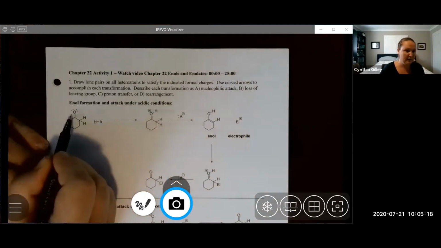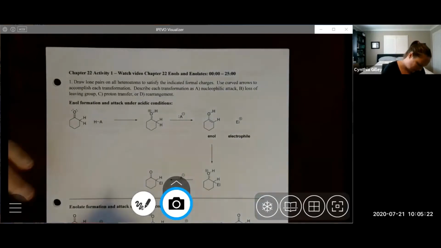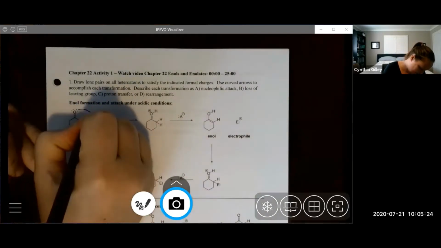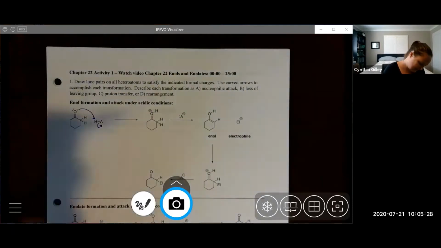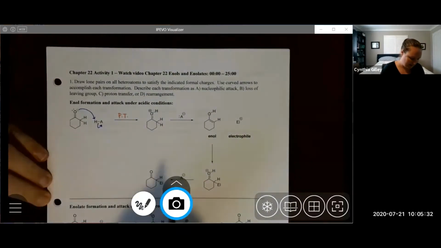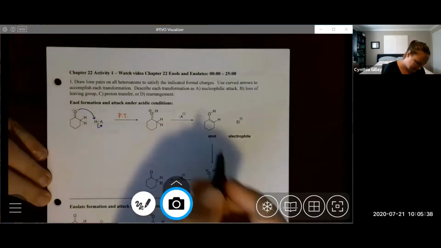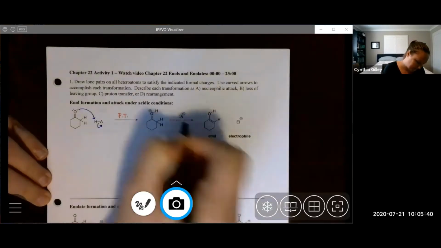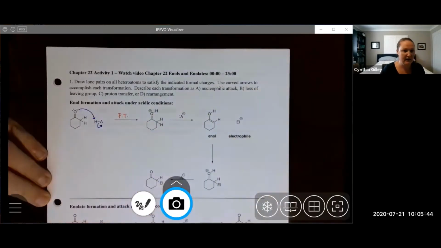acids can protonate the oxygen of a carbonyl. So we'll show that proton transfer, and we'll label this proton transfer. So that's made the carbonyl carbon more electrophilic, and so it's set up for nucleophilic attack. But we don't have a nucleophile, right? In this case, we have the conjugate base of the acid that we used.